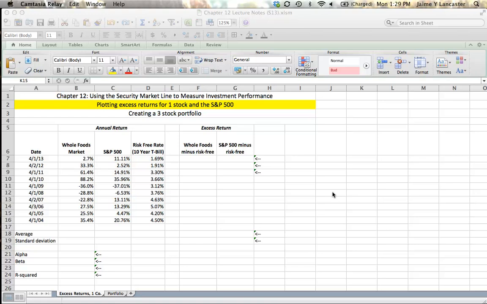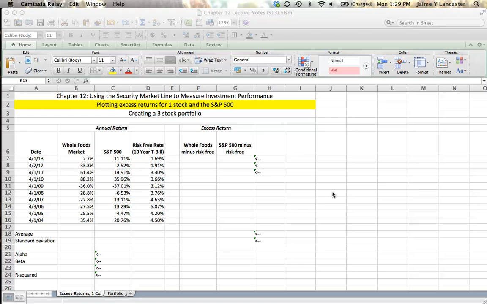So we're going to look at Whole Foods Market. We're going to compare it to the S&P 500. And I've brought in some data on the risk-free rate, which I'm using in my example, a 10-year treasury bill. My logic for that is that if you're taking on an investment in a stock, you're not doing it with a 1-year time horizon, you're doing it with a 10-year time horizon.